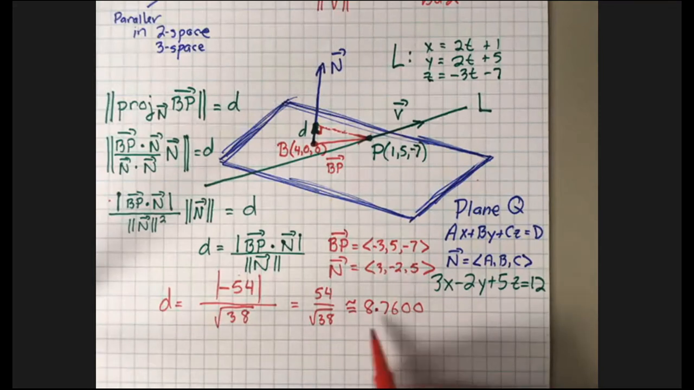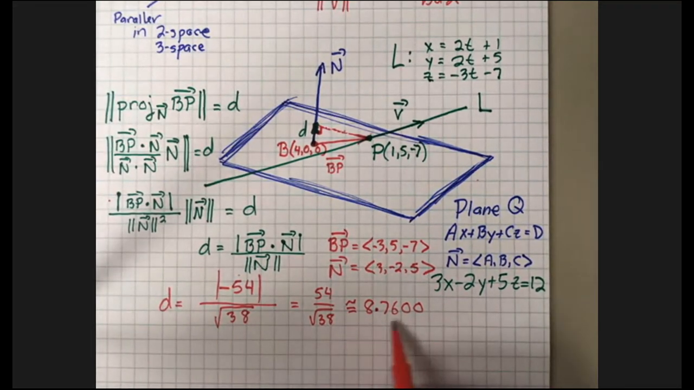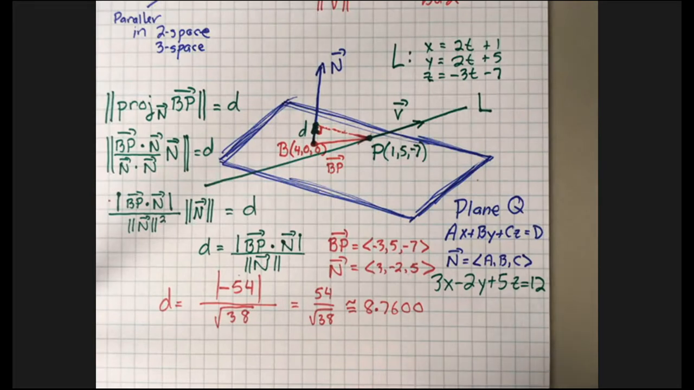Rounded off appropriately. There's nothing wrong with presenting an estimate as long as you tell people you're estimating, you're approximating, but do not give someone an approximation unless they ask for it specifically. Don't avoid the real answer and only give the approximation. First give the real answer, then give the approximation if they ask for it or if you feel it would make things more useful. I think this makes things useful. 8.76 units away, this line in this plane is.